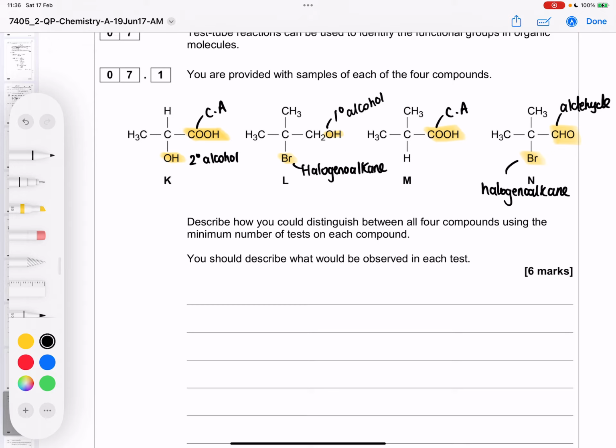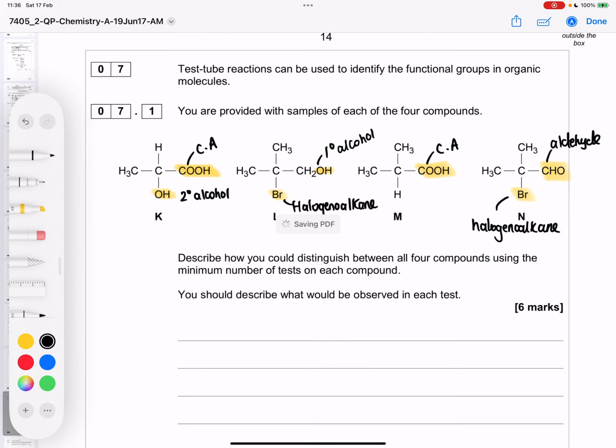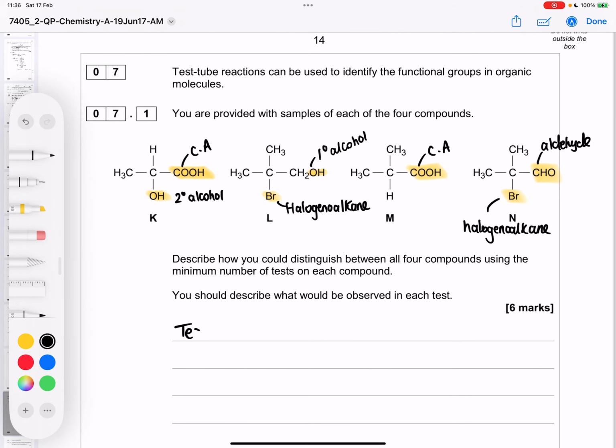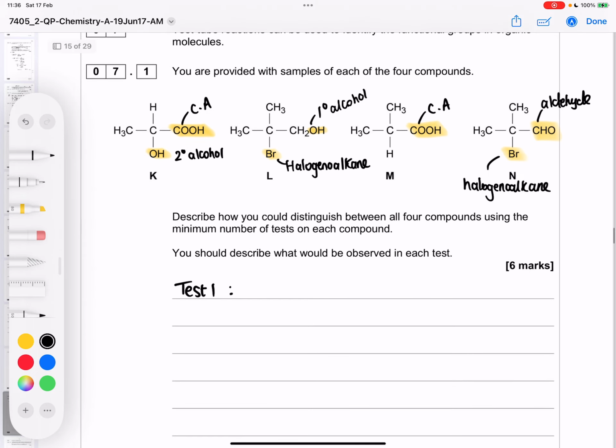So the thing I think I'd probably do to start off with is remove N from my samples by doing a test for an aldehyde. I'm going to warm with Tollens reagent to create a silver mirror on the aldehyde one. You could pick Fehling solution here as well, but either will work. So the number 1 test I'm going to do, react all 4 samples with Tollens reagent.